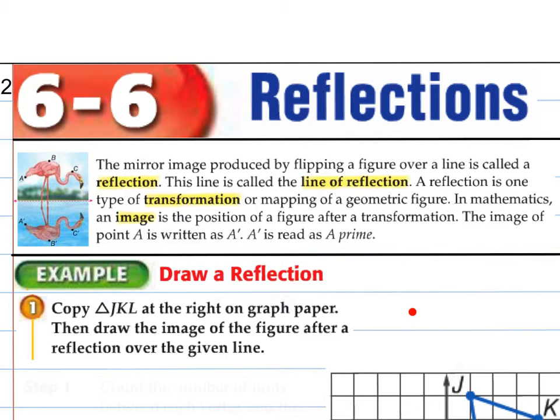And we talked about this back in, I believe, Chapter 4 when we talked about dilations, where the original figure would be A, and the new one would be A prime. Okay? So written as A prime. So a little bit of vocabulary there. A reflection is a type of transformation, a movement of a figure. And the line over which you move it, a lot of times it'll be X or Y, is the line of reflection.